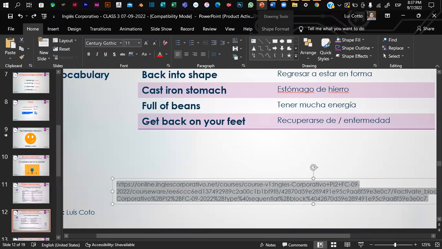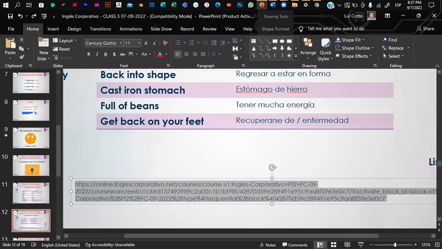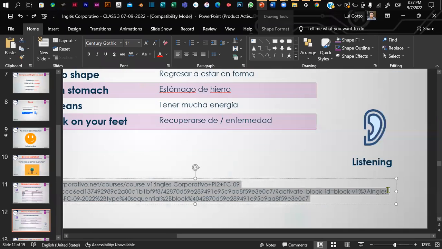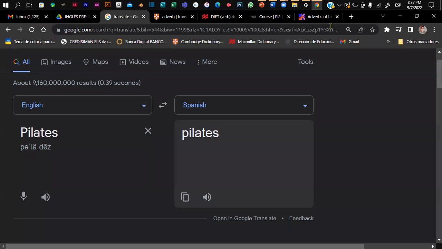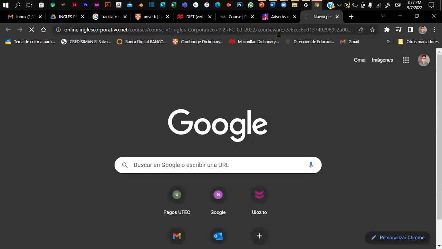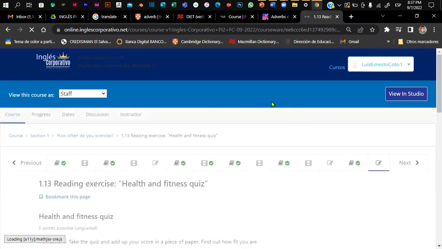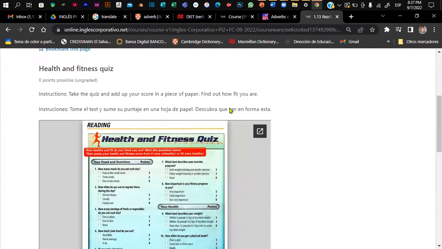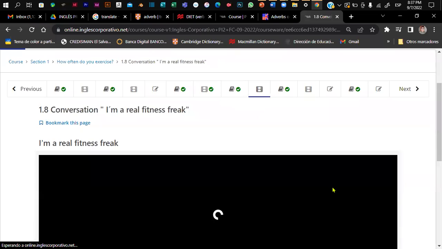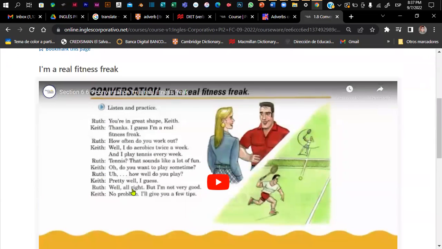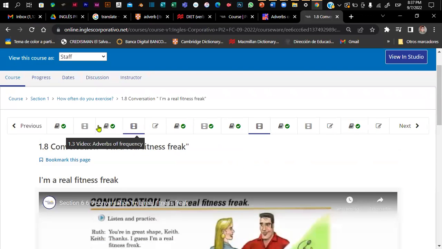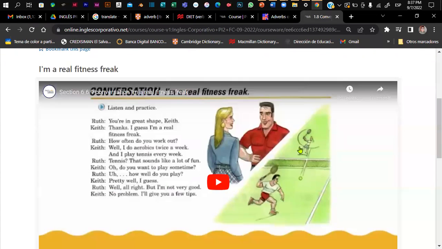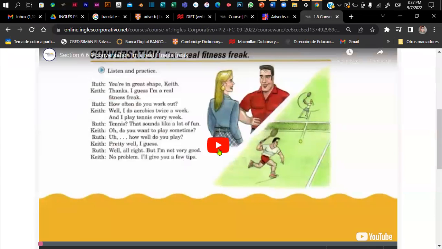We have a link. Okay, I'm going to copy this link. This is a link to check a conversation. Let's see if we can see and listen to it. Just give it one moment. Okay, it is not this one, I guess. Yes, this is the one. And microphones off, please. We are going to pay attention to the listening in the platform. You can review it. I'm going to play it at this moment.